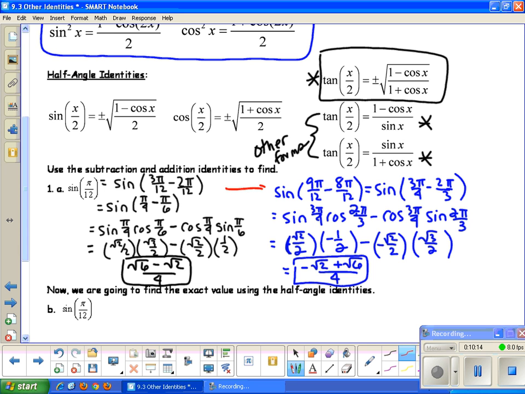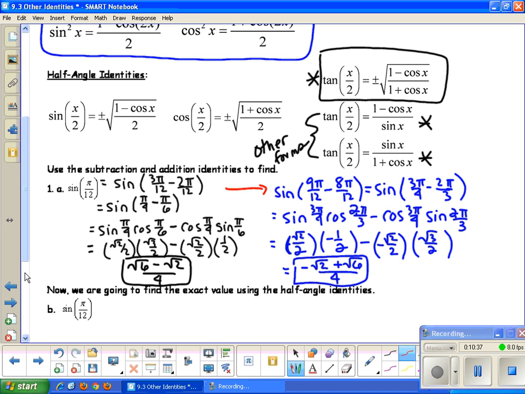And I also did over here just to show you that if I would have done sine of 9 pi over 12 minus 8 pi over 12, that's pi over 12. So if I reduce that, I get 3 pi over 4 and 2 pi over 3 on my unit circle. And if I plug that into my addition identity, use my unit circle, and then my knowledge of simplifying fractions and multiplying them, I get the same answer, just in a different order.